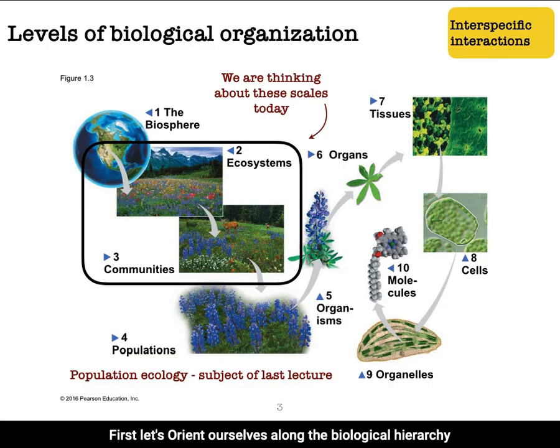First, let's orient ourselves along the biological hierarchy. The last lecture focused on population ecology, and today we're thinking 2 scales above the level of the population. We're looking at communities and ecosystems. Remember that this hierarchy was in our lecture on biological themes, so take a moment and pause the lecture, go back to those notes and any in-class activities that might have assisted you with your understanding of biological hierarchies. Understanding this hierarchy is necessary for the rest of this lecture.